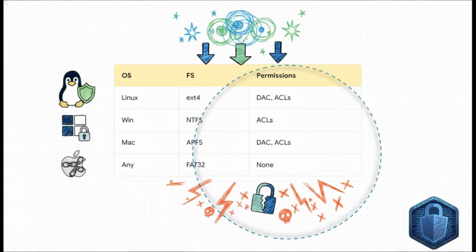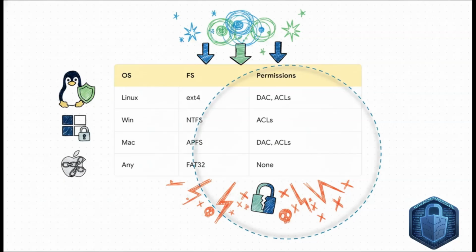When we compare modern file systems, we see that Linux's ext4, Windows NTFS, and Mac's APFS all come equipped with these really robust, complex permission models. They're built to keep users separated and data secure. But then there's FAT32. Honestly, FAT32 is basically the Wild West of file systems. It has absolutely zero permission architecture built into it.